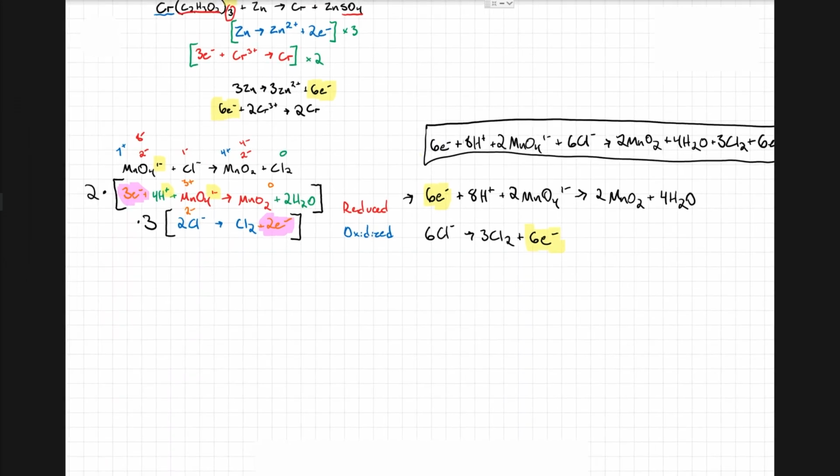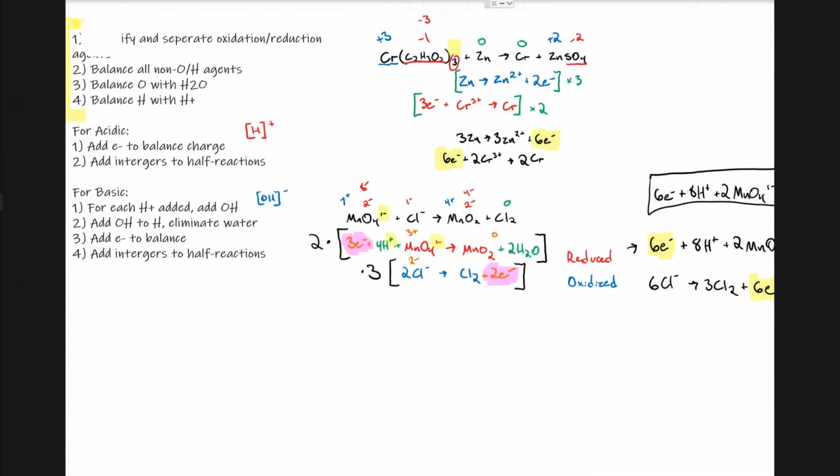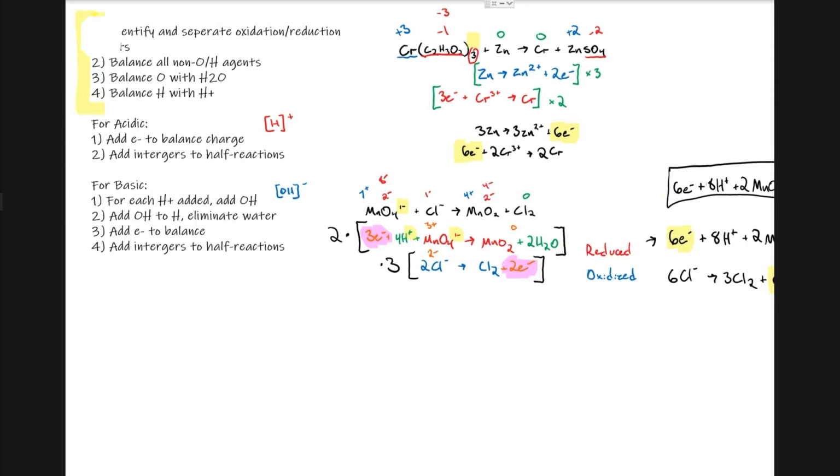Now, what if we wanted to do the same thing, but under basic conditions? Well, remember, up to step number 4, it's exactly the same. So to get back to where we were, all we have to do is say 4H plus MnO4 goes to MnO2 plus 2H2O. And then for the second half reaction, we have 2Cl goes to Cl2.